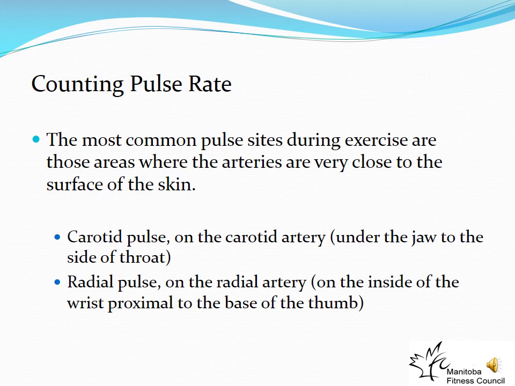The carotid pulse is on your carotid artery. The carotid artery is an artery in the neck, so it's under the jaw to the side of the throat. How I recommend you find this, if you take two fingers, your pointer and middle finger, put them at the outside corner of your eye, and then just drag your fingers straight down until they go over your jawline, and you end up nestled below the jaw into that little hollow. You'll easily find your carotid pulse there.